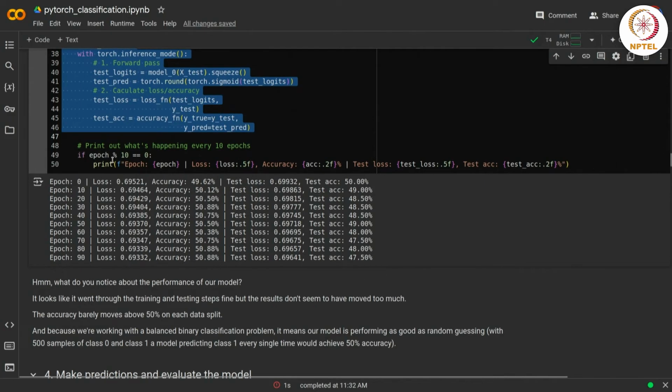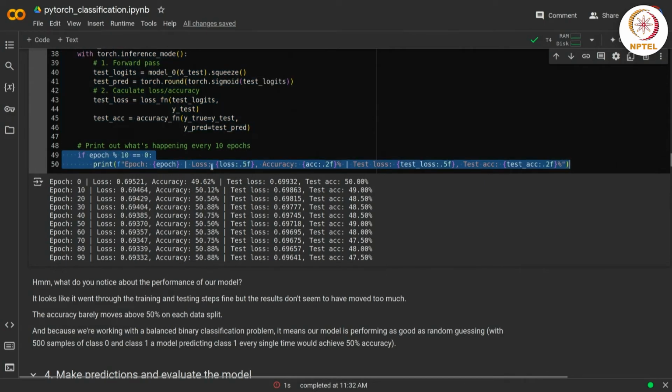to tell you at that epoch what the model performance is. And at every 10th epoch, you can print what the loss is, what the accuracy is, what the test loss is, and what the test accuracy is. You can see that accuracy is sort of increasing from 49 to 50, but it is plateauing out at 50. Whereas test loss and test accuracy are not uniformly decreasing. Test accuracy starts at 50, but then it keeps on decreasing till 47.5, right?